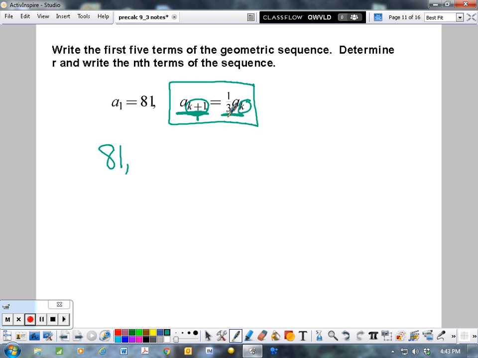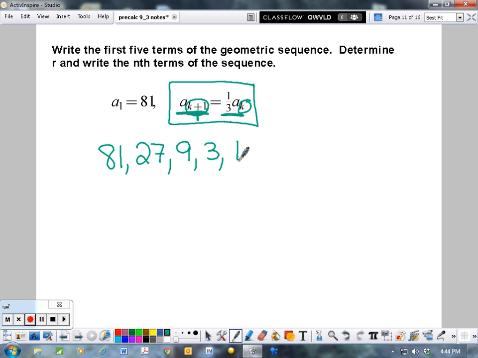So from here, if I want to find my next term, I'm going to do 1/3 of 81. And that's going to give me 27. And then 1/3 of 27, and that's going to give me 9. And 1/3 of 9 is going to give me 3. And 1/3 of 3 is going to give me 1.